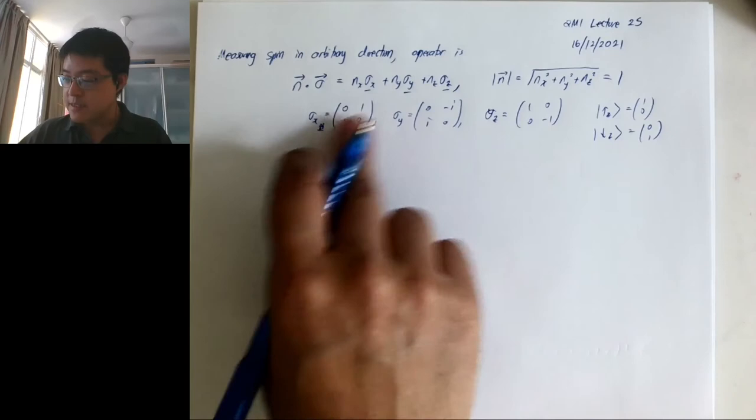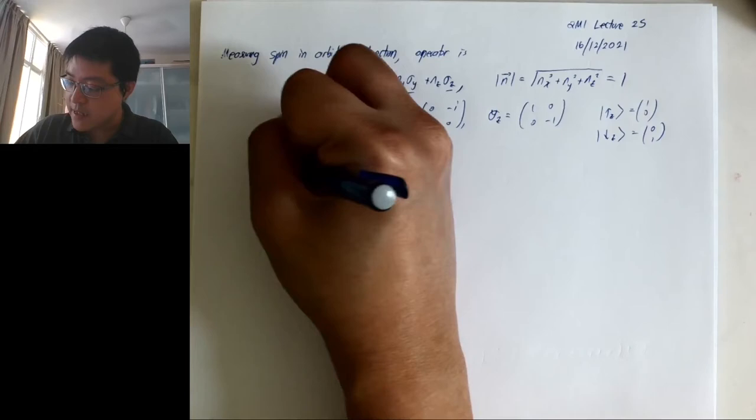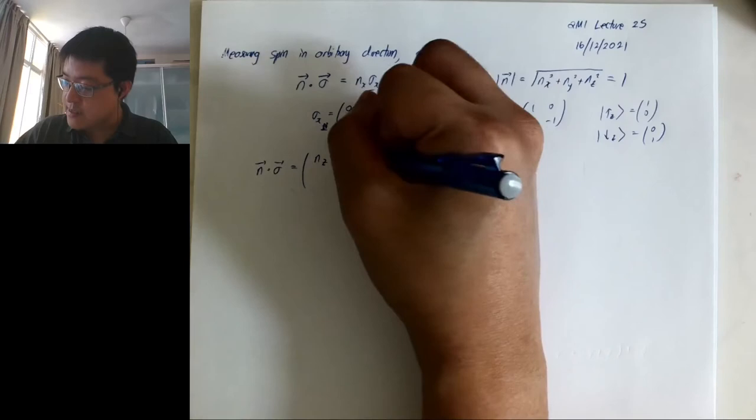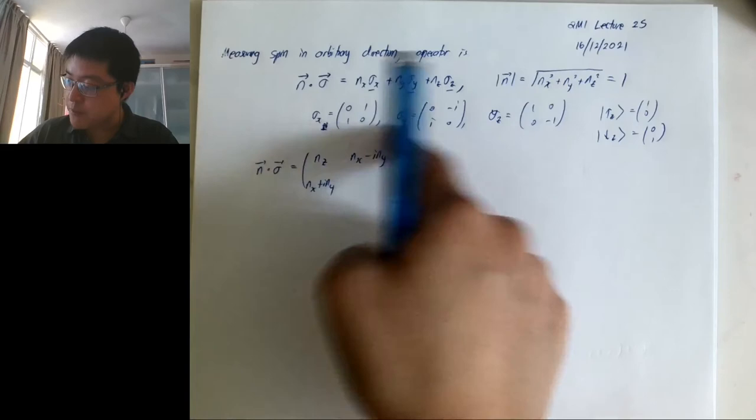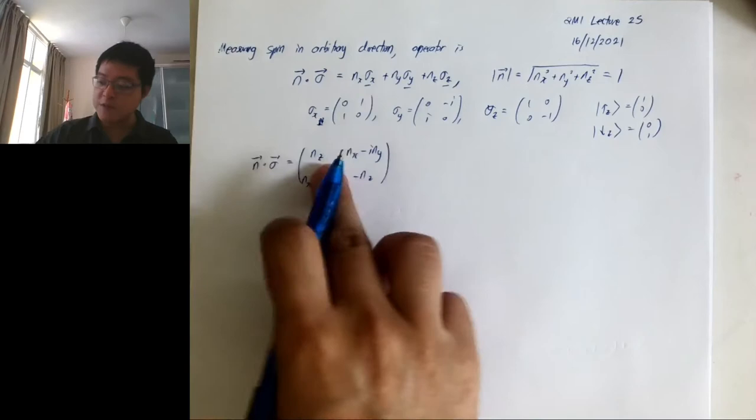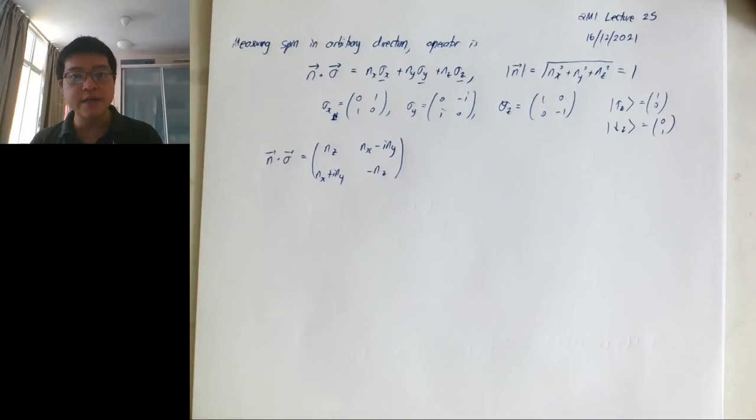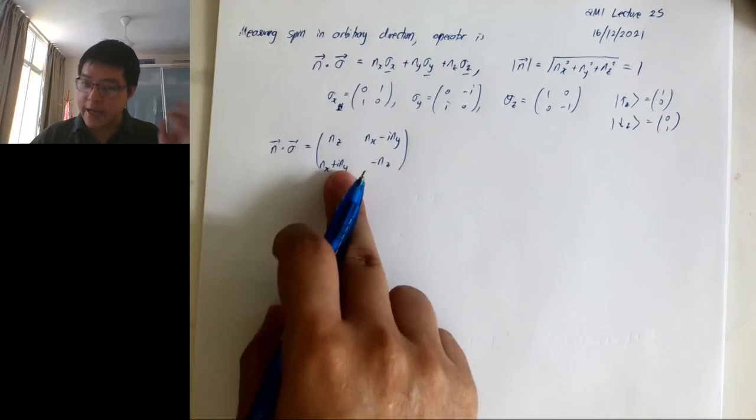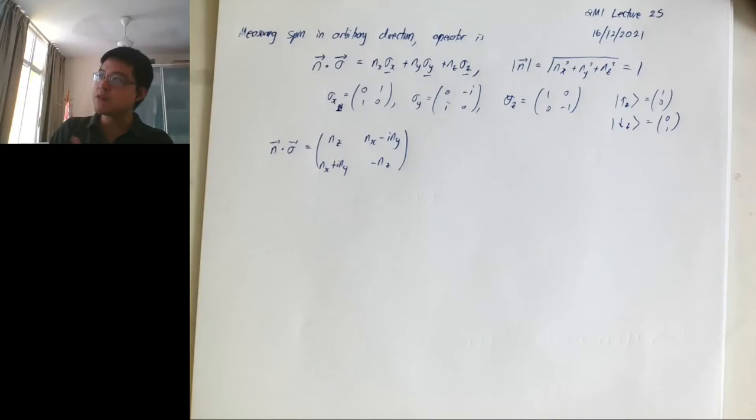And then if I write out the values explicitly, it's nz here, and this is nx minus i ny, and this is nx plus i ny, and if I multiply everything out, this is negative nz. So this is the general operator in an arbitrary direction. My nx, ny, and nz are all spread out inside here, but this tells me this is a measurement operator, and it is Hermitian, right? So the measurement outcomes are the eigenvalues of this, so the outcome will be either positive in this direction or negative in that direction. Okay, so we do our usual thing.